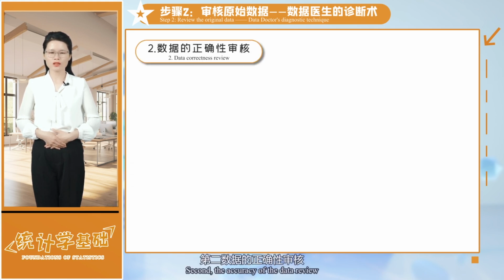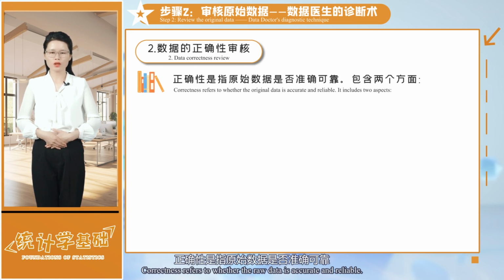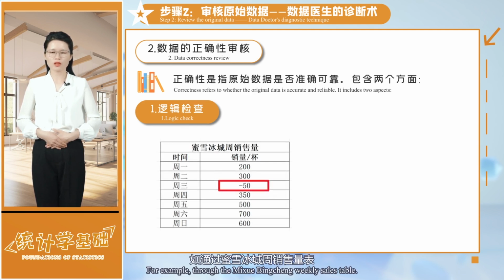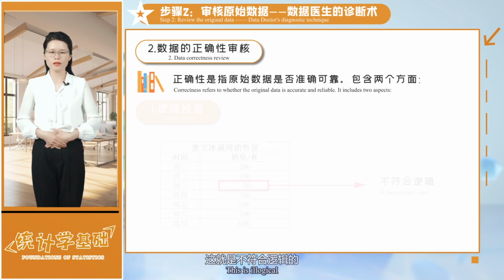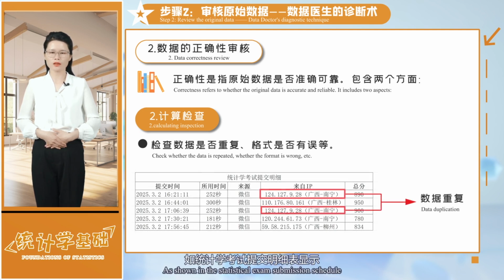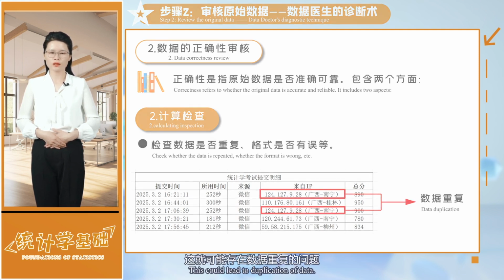Second, the accuracy of the data review. Correctness refers to whether the raw data is accurate and reliable. It's 2 things. One is the logic check. Check if the data is logical. For example, through the Mixed Bing Cheng weekly sales table, it was found that Mixed Bing Cheng's weekly sales were negative. This is illogical. The second is computational inspection. Check if the data is duplicated, whether the format is wrong, etc. As shown in the statistical exam submission schedule, the same IP address submitted twice. This could lead to duplication of data.